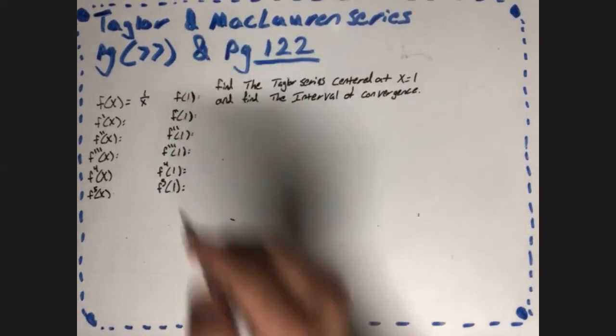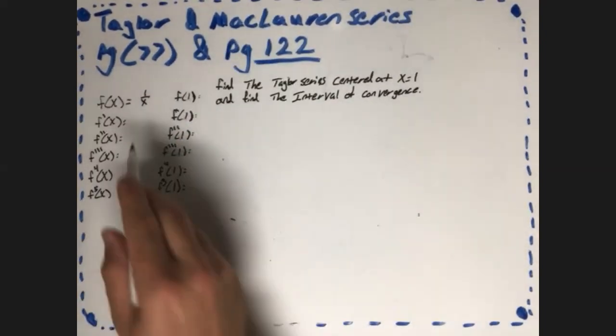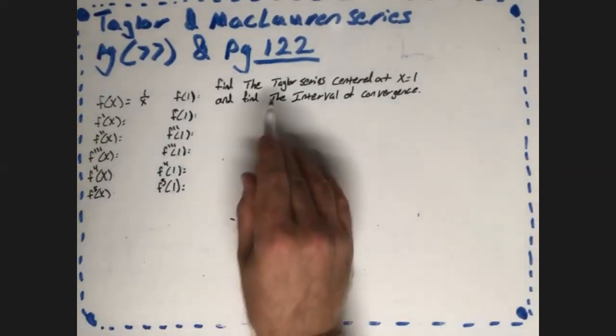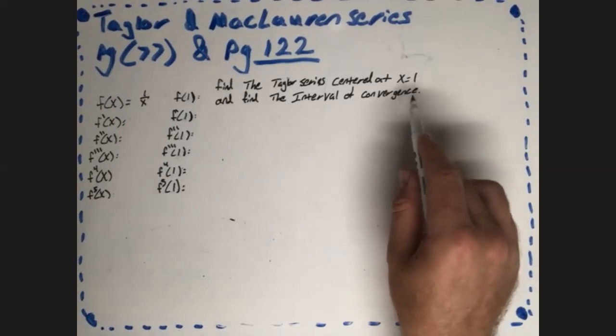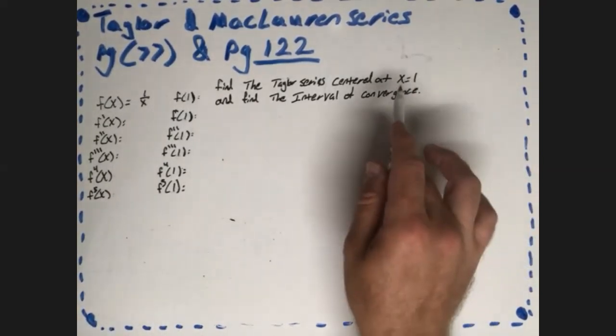I'm good. All right. So this time we have the function 1 over x, okay? We want to find the Taylor series. Now, it's only titled Taylor series because we're centered not at 0, but at 1.